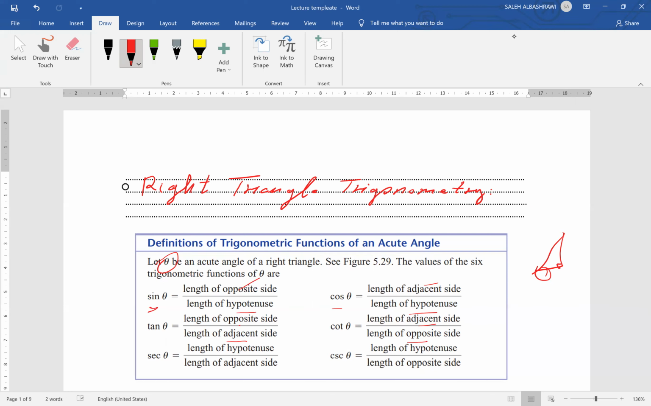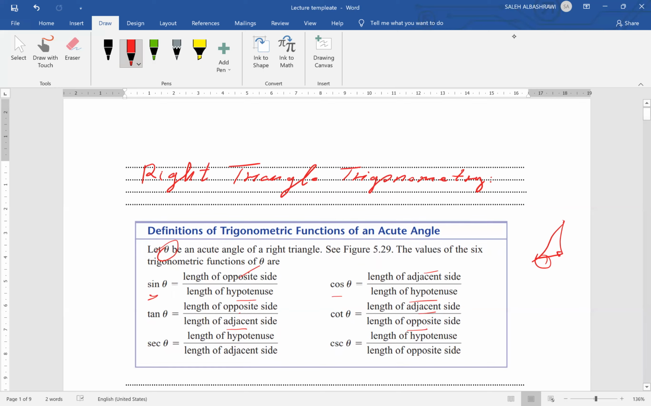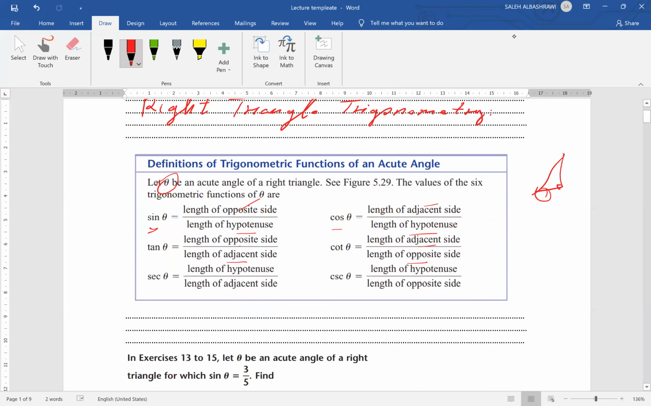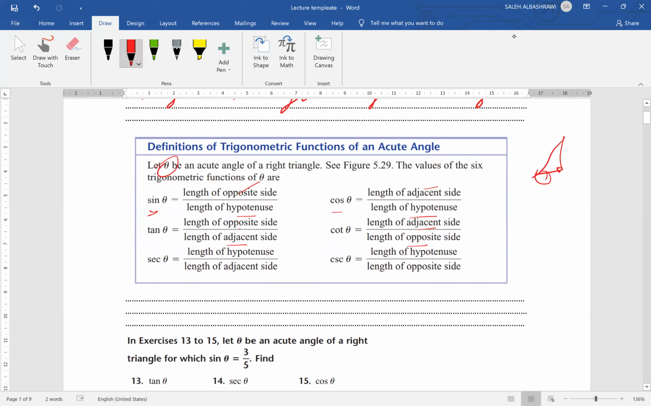Now, last time we discussed how to find these if you are given two sides of a right triangle: the hypotenuse and the opposite, or the hypotenuse and the adjacent, or the opposite and the adjacent of the angle theta. We just use the Pythagorean theorem to find the missing side, and then we can find the 6 trigonometric functions. But sometimes the question can be given in reverse. You might be given one of the 6 trigonometric functions, and we need to find the other 5.